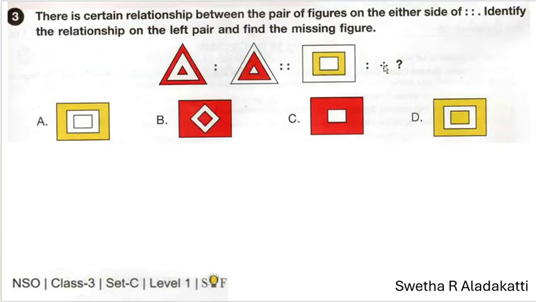3. There is a relationship between a pair of figures on the left side and on the right side. Identify the relationship in the left pair and find the missing figure on the right side. So let's see the left one, which is a color and white. Color and white is an alternate pairing given here in red color. So here white, yellow, white. So what will be here? Obviously it will be an alternate color and white, which is yellow, white and yellow. So we go with option D.